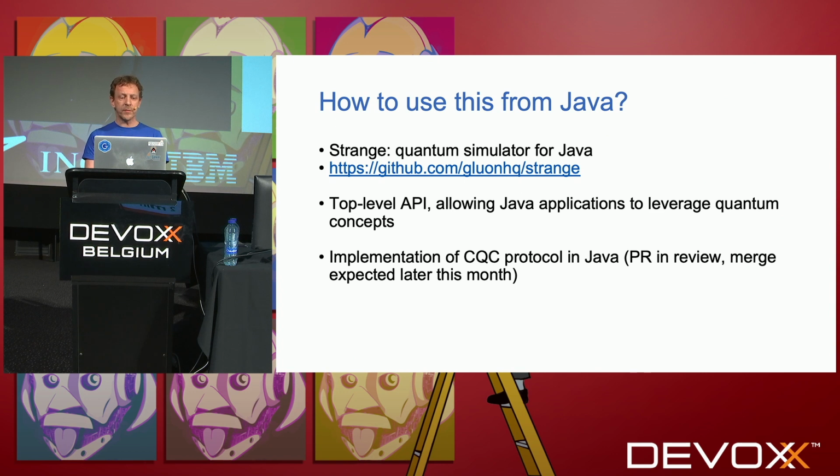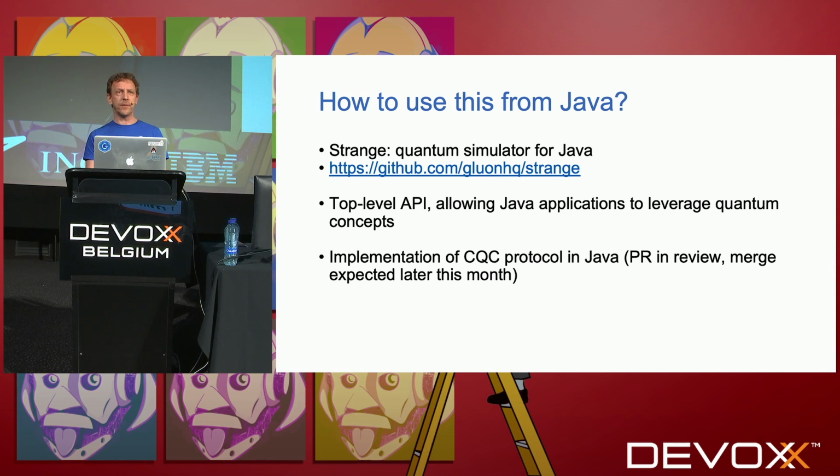And so the quantum simulator that I'm writing for Java, Strange, allows you to work with quantum concepts in a very intuitive way with a Java API. And I have a pull request for implementing the CQC protocol there. So that means that you can use Java code to write applications that leverage the quantum network. At this moment, that's a simulator, but once, hopefully in 2020, they show that it's really working, your applications should be possible to run on that real quantum network.